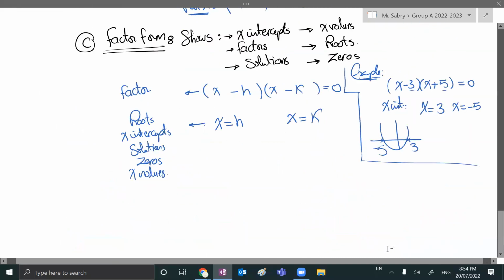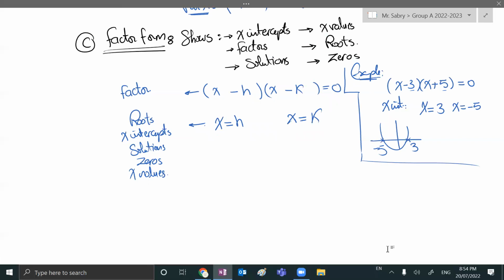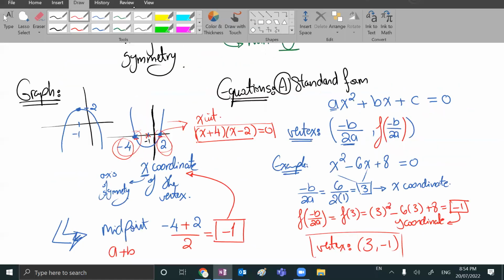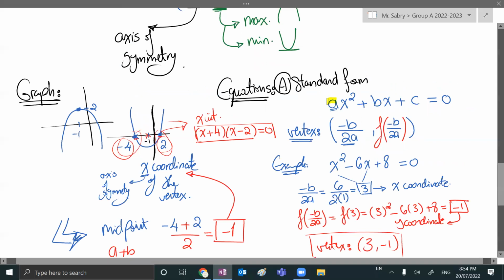So again, mainly a total of 3 forms: standard form, vertex form, factor form. Standard form... one second, in the factor form. Yes, I'll tell you right away. Bravo. Actually I'll let you figure it out.